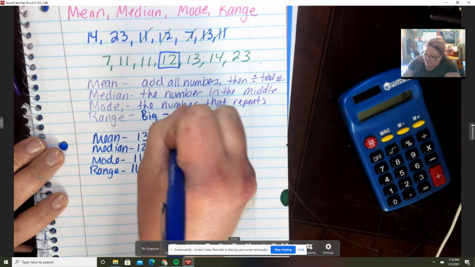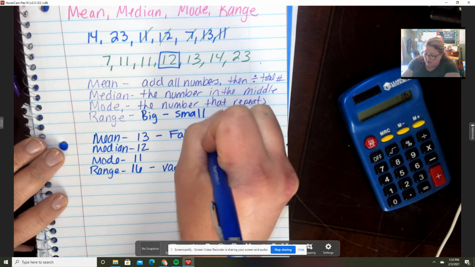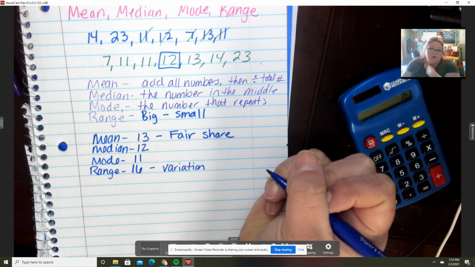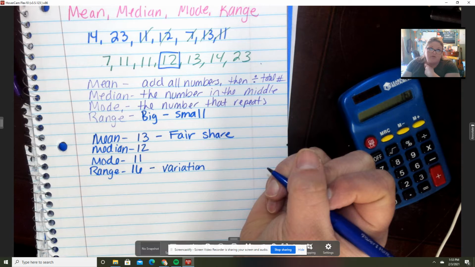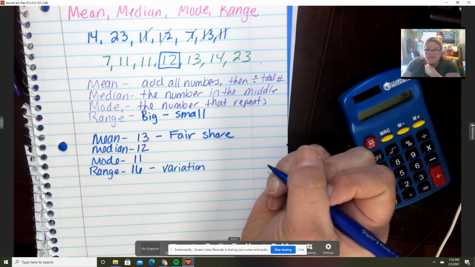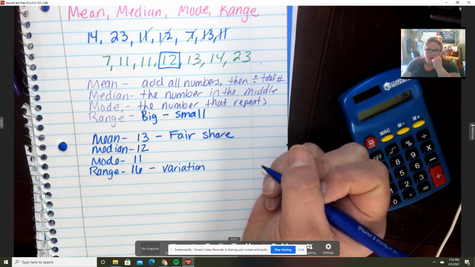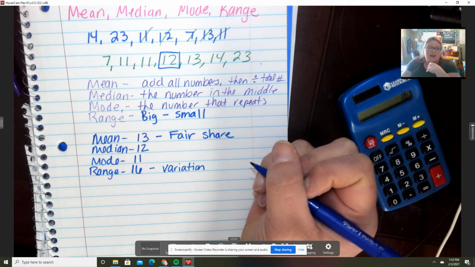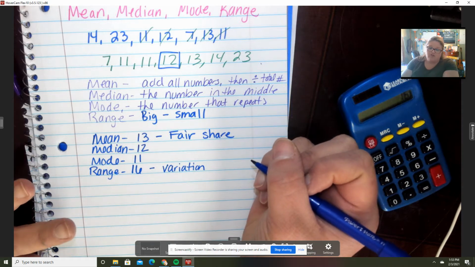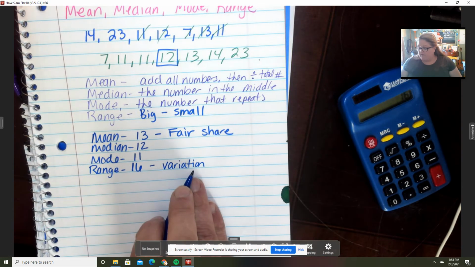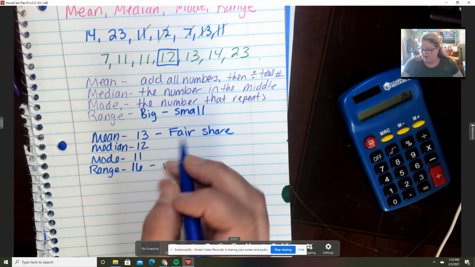The mean is called the fair share. Because if you think about it, you're dividing to find the mean. And when you divide things, you're giving a fair amount. You're sharing it with everybody. If I had 20 cookies and I wanted to share those with my husband and Evelyn, I would divide the cookies to know how many cookies each of us got. That would be the fair share. So range is the variation. Mean is the fair share.